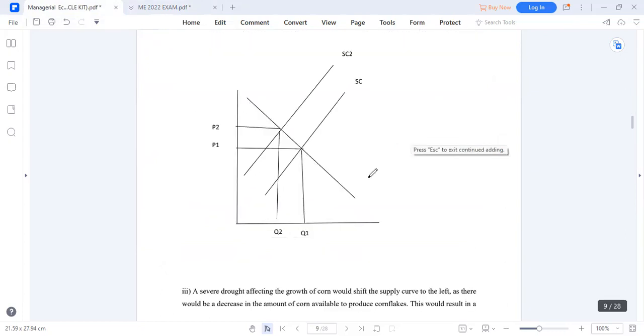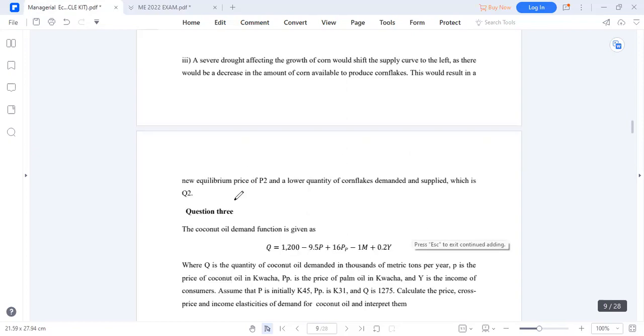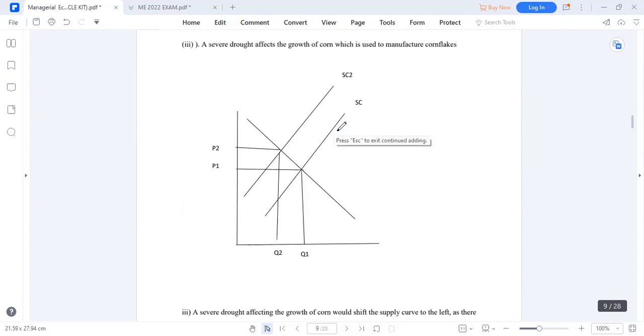So severe drought in corn will cause a shift in the supply curve. There will be a decrease in the amount of corn available. This would result in a new equilibrium moving from P2 to P1 of cornflakes. So the demand of cornflakes will reduce.